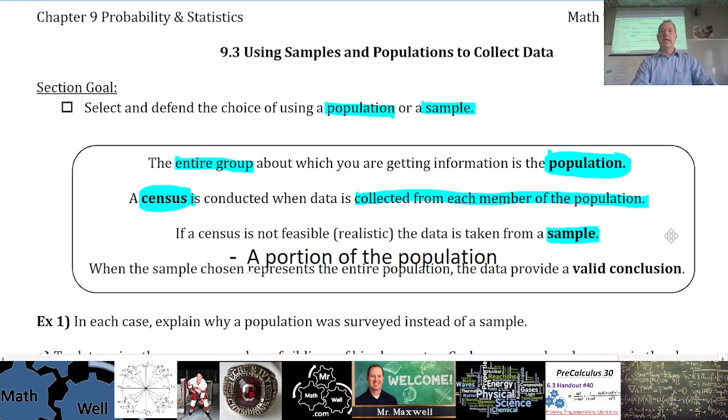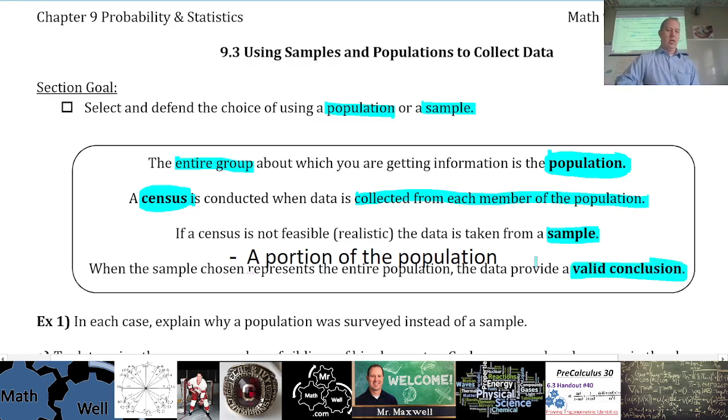So a sample is a portion of the population, and technically you use a sample because it represents the population well. We'll talk about the different kinds of samples there are. But you want to make sure that if you survey a sample of people, you get accurate information about the population. That's the whole point. So you only ask a few people that you think would represent well the entire group. Okay, so when a sample is chosen, it represents the entire population. The data will provide a valid conclusion. So if it's a good sample, then you do have a valid conclusion specifically about the population.